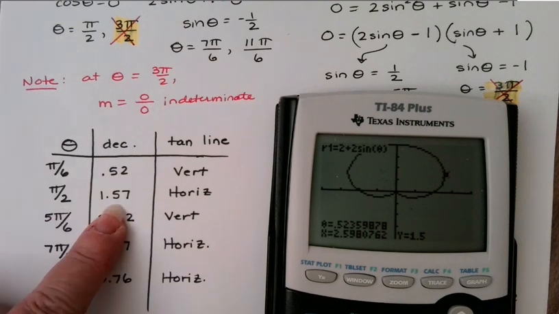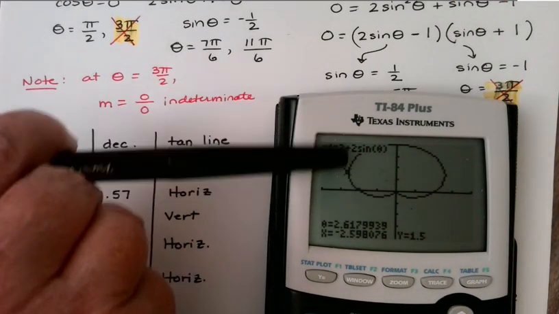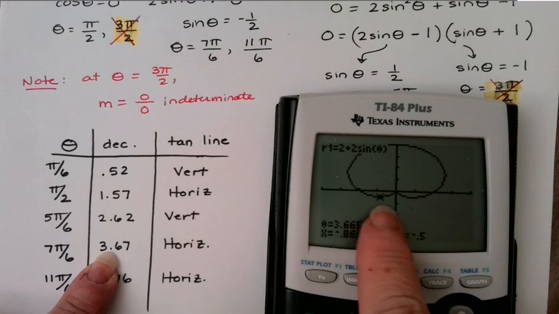Next interesting point is pi over 2, 1.57. Pi over 2 should be right at the top, and it does look like that's going to be a horizontal tangent. Let's verify. Oops, went past it. There we go. Theta is 1.57, and certainly at the top there, a horizontal tangent line seems reasonable. Next interesting one, 2.62. There we go, about 2.62. Again, very reasonable that we'd have a vertical tangent line there. Then 3.67. There we go, right down here, a horizontal tangent line again.